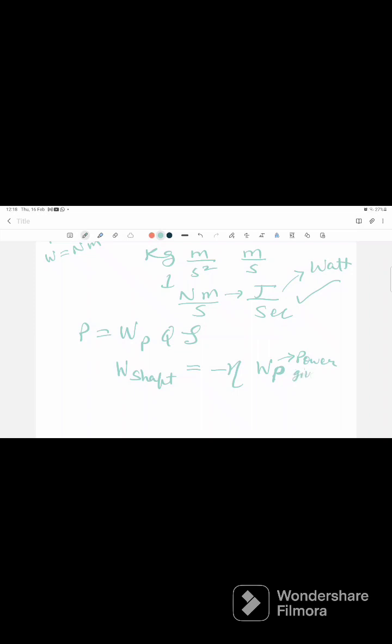Power given, energy comes out as shaft work.